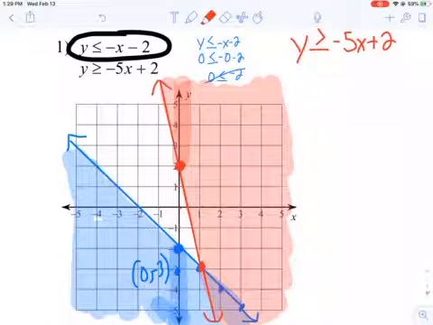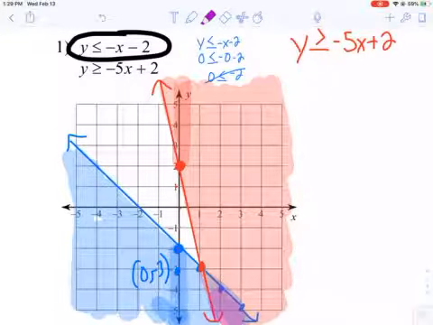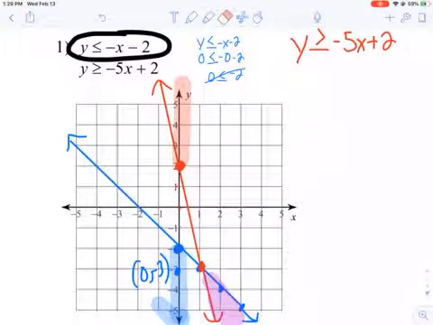Now, hopefully you're noticing something here. What's happening is that I have an area down here that I shaded in twice. And that is ultimately what the solution to your system here is. Now, what does that mean? That means any of the values in this shaded region will work for not just one inequality, but both of them. And how can I test that?